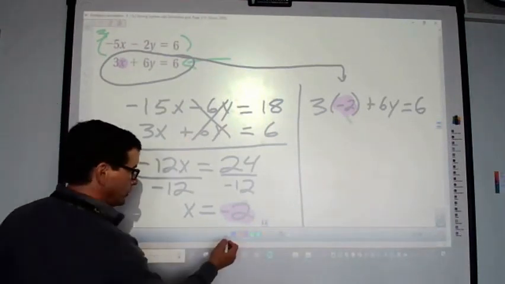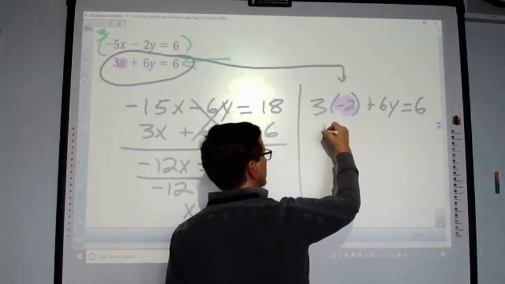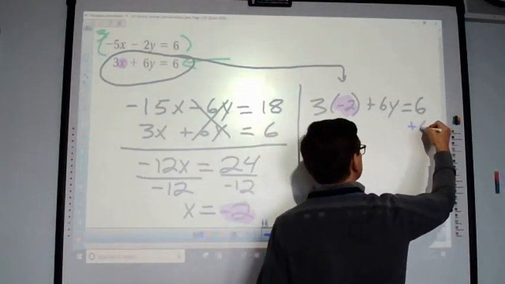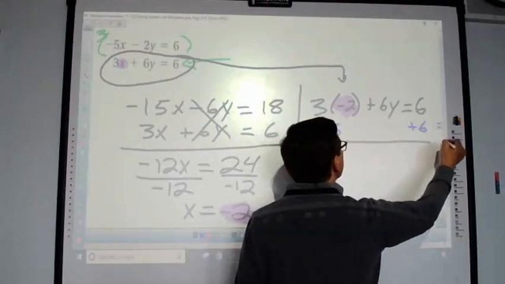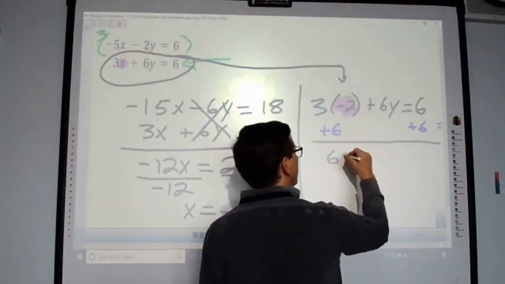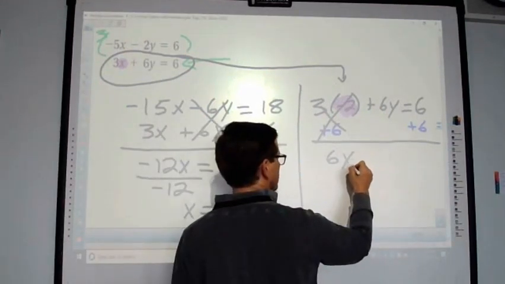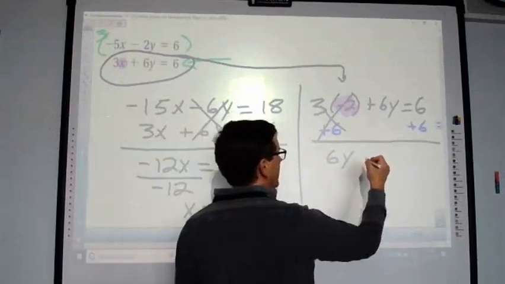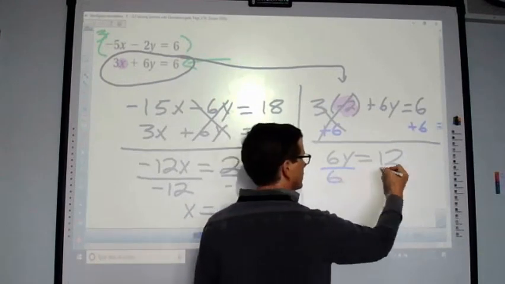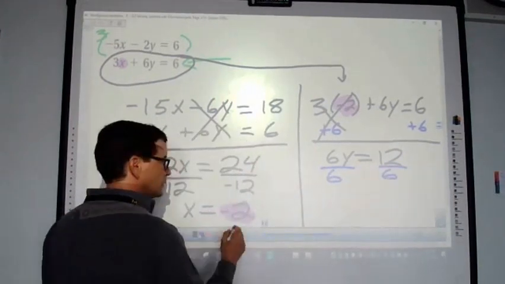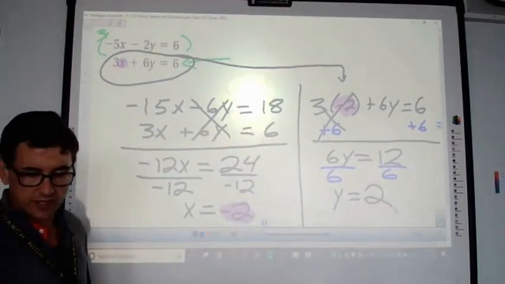So we're going to finish off this problem here. 3 times -2 is -6, so I'm going to add 6 to both sides. Right? We're always doing the opposite operation. So we get 6y, these cancel. That looks like an x, let me fix that. 6y equals 12. We divide both sides by 6, and we get y equals 2. So our answer is -2, 2.